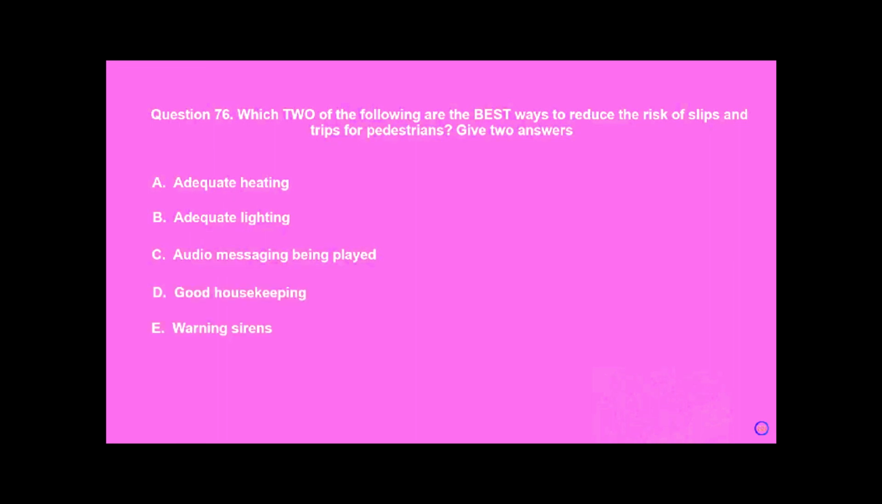The correct answer is B and D. B. Adequate lighting. D. Good housekeeping.